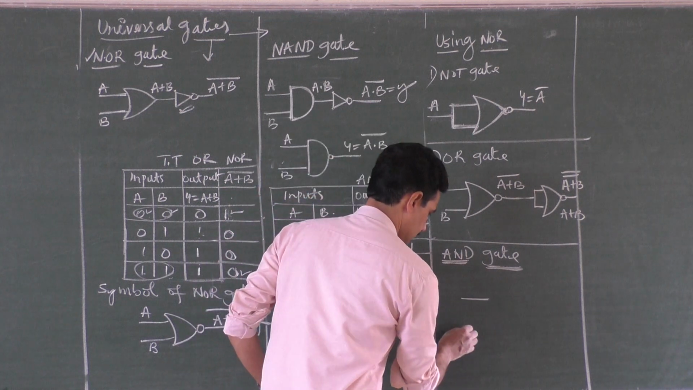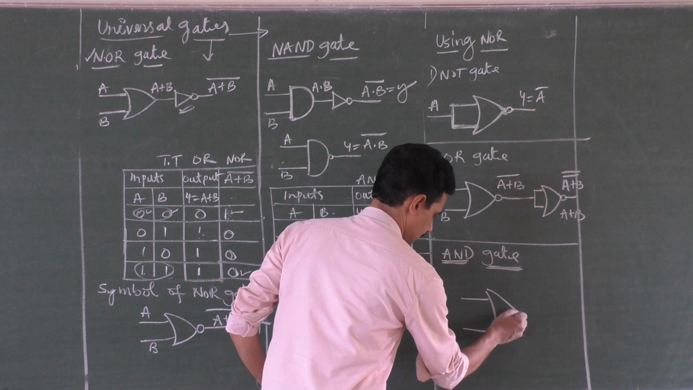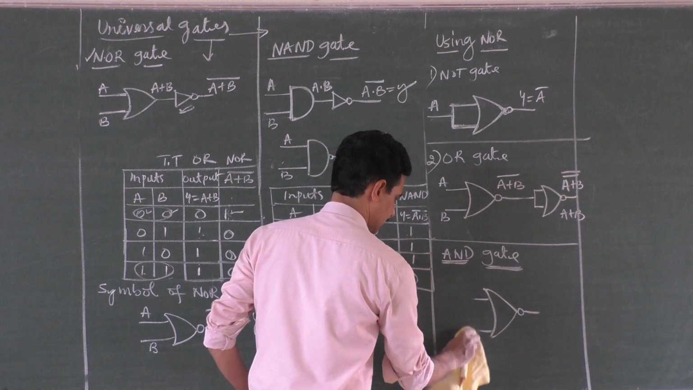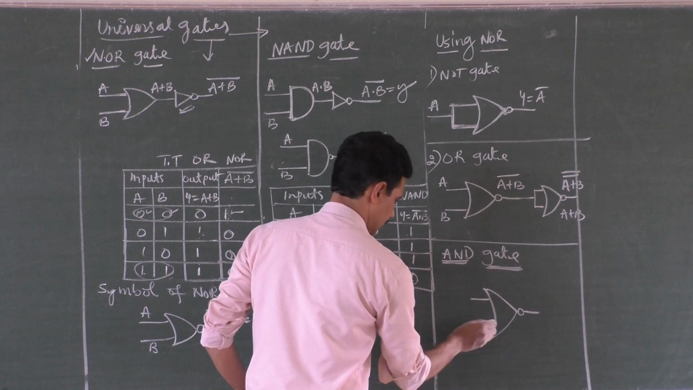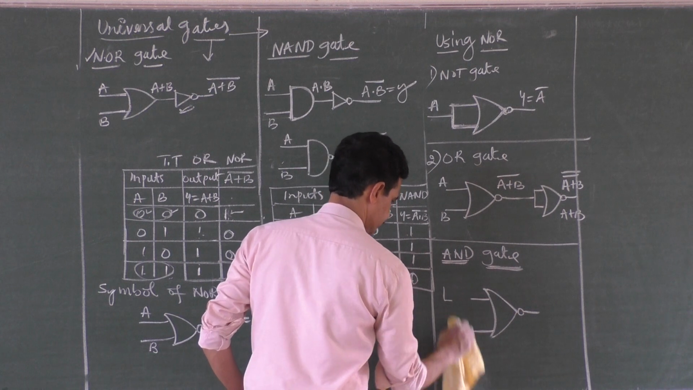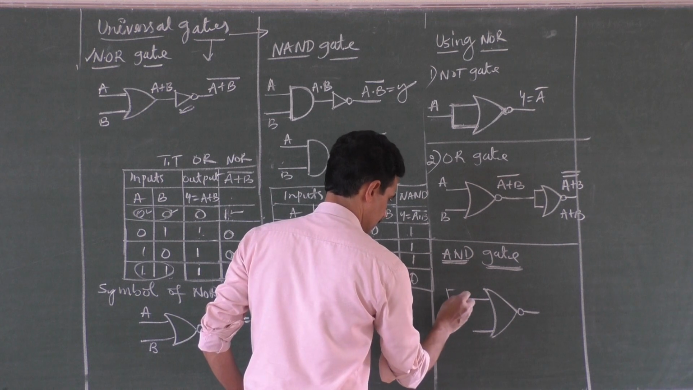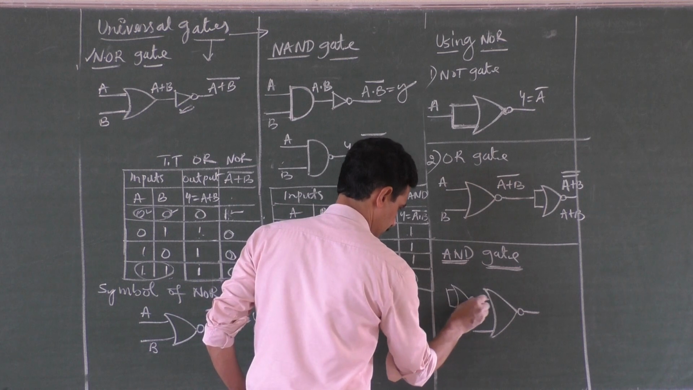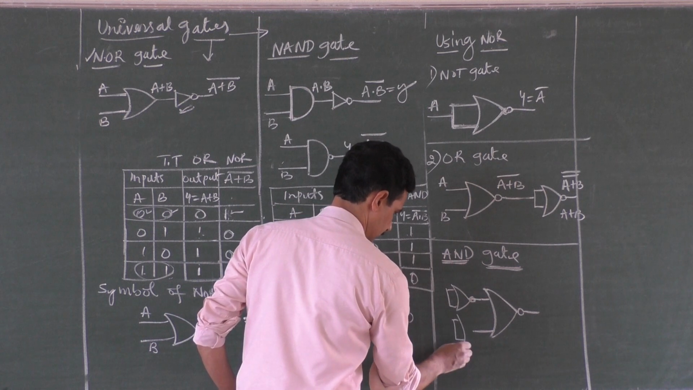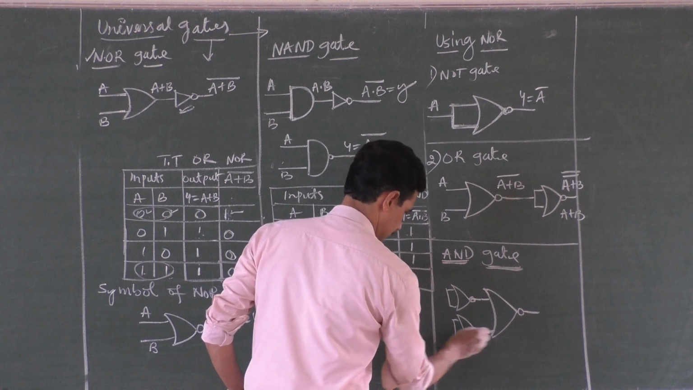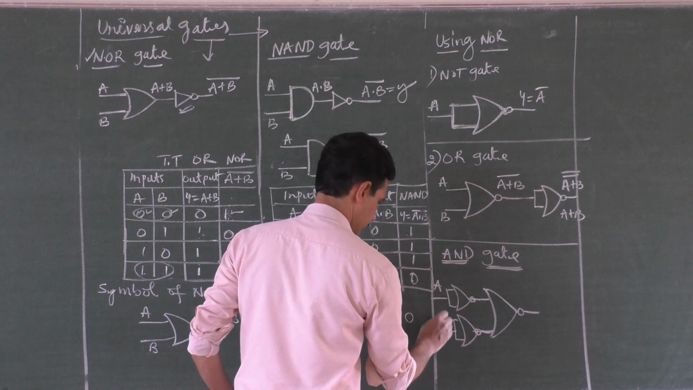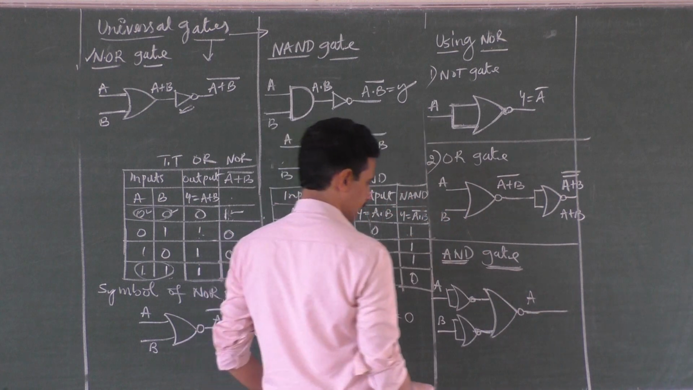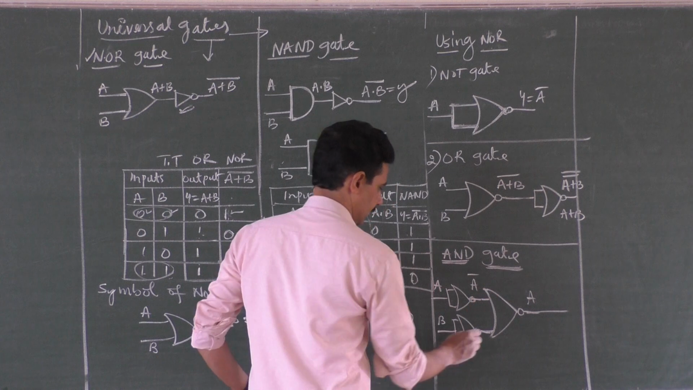So take a NOR gate like this. Connect two NOT gates. How to connect the NOT gates? NOT gates are connected like this. One NOT gate here, and another NOT gate here. A, B, and what is here? A. Here A bar, here B bar.